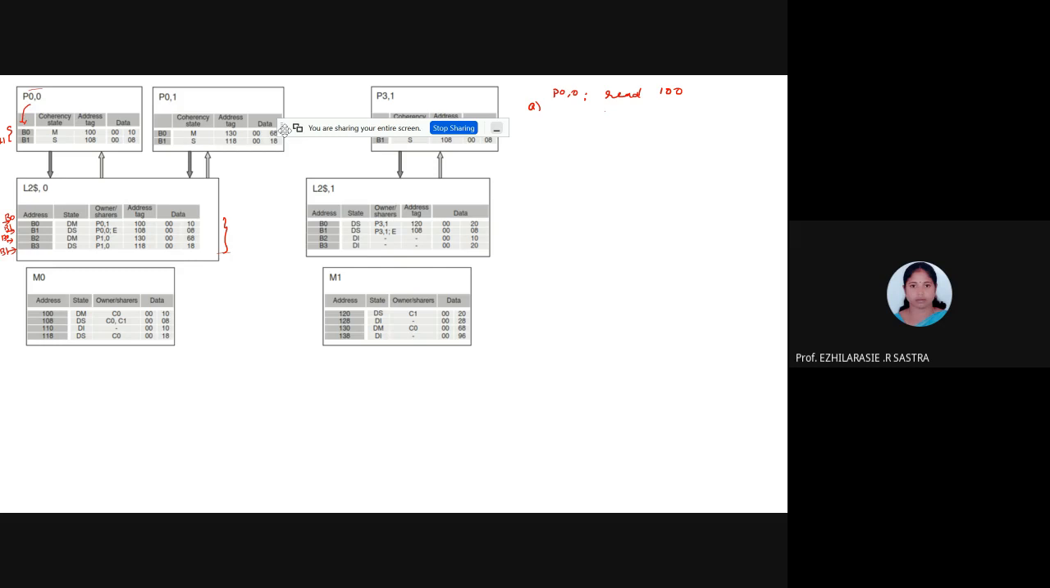Now P0,0 reads 100. First P0 will check its L1 cache. When it checks L1, clearly the data 100 is here and it is in modified state, which means it has exclusive access. So it is going to be a read hit. No changes, nothing has to be done. Directly the data will be read. It is as it is. Next, we'll go for the other things.